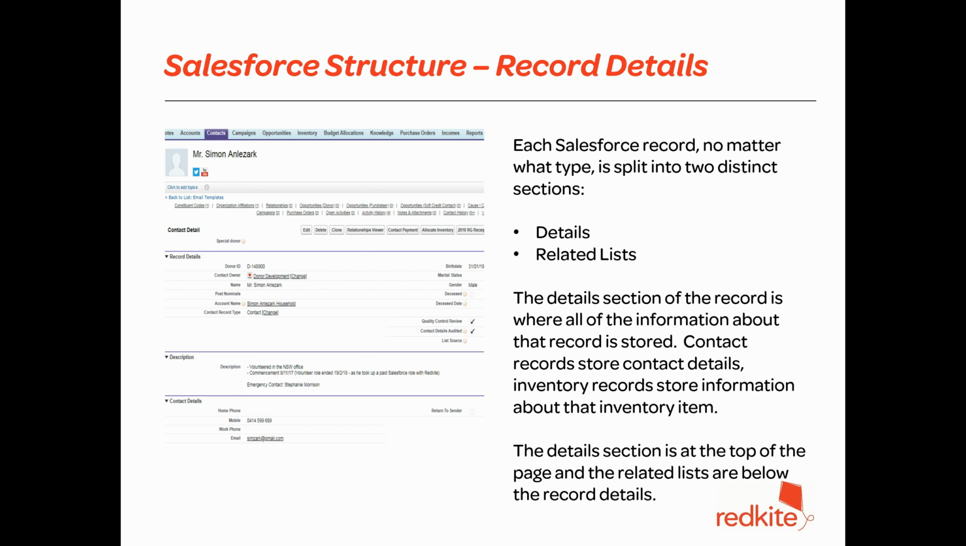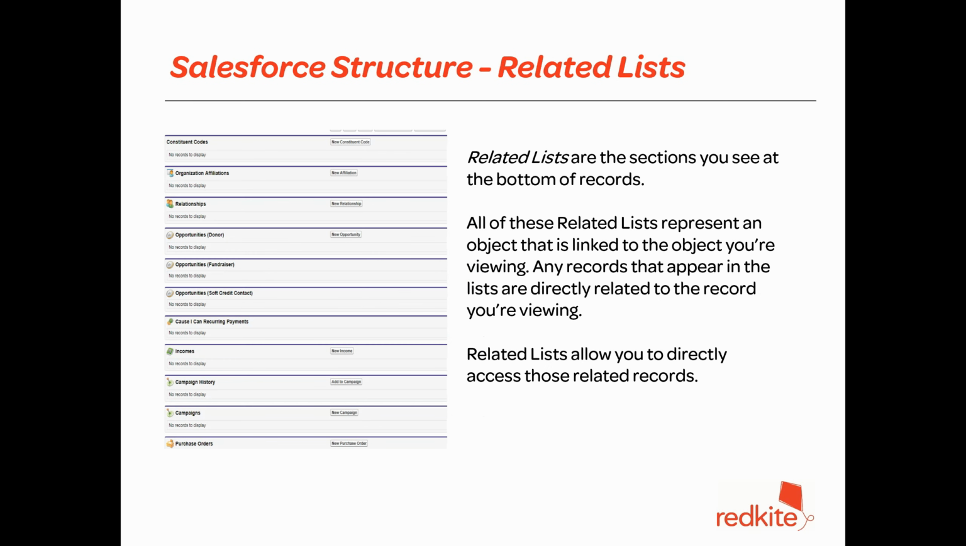It can be contact records, account records. You always have to scroll past the details section to get to the related lists. Related lists are where you can see all of the records that are linked to that particular record. So if I had a constituent code on my contact record, it would live here. If I had an income related to my contact record, it would live here. Campaigns I've been involved in, incomes I've given, opportunities I've done as a fundraiser, opportunities I've created as a donor, they would all live in my related list because they're related to me.